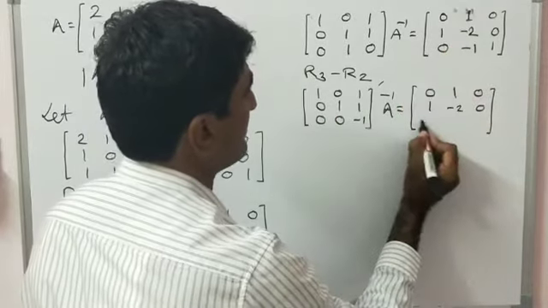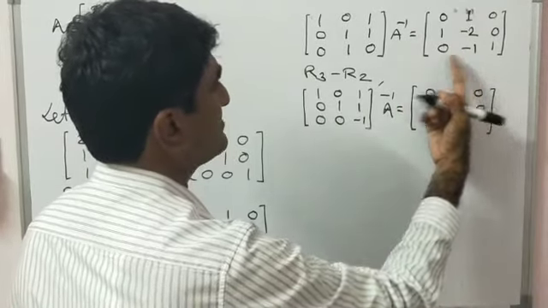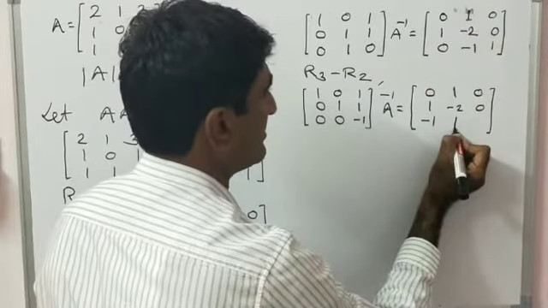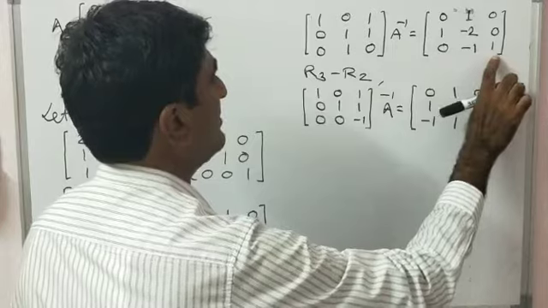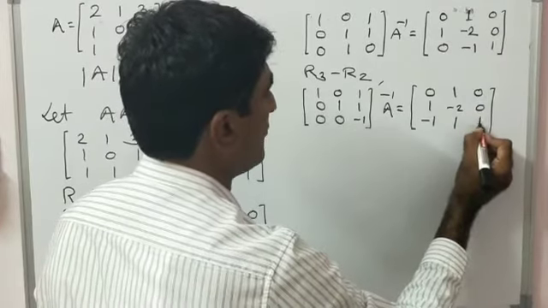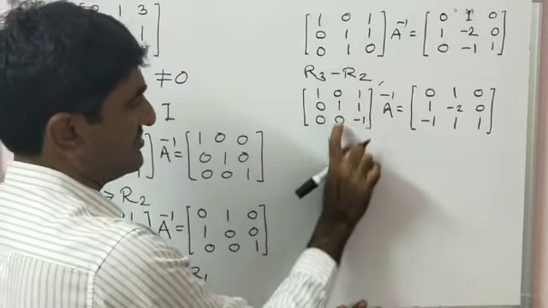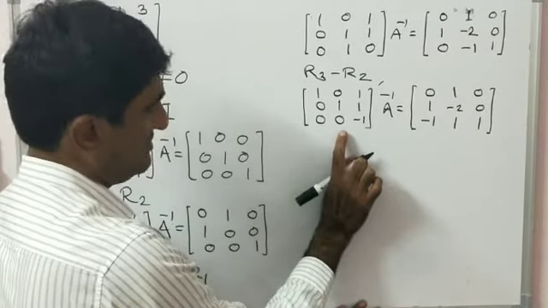Only change in R3, R3 minus R2. 0 minus 1 is minus 1. Minus 1 minus minus 2 is plus 2. That is 1. And 1 minus 0 is 1. Now only this second column remains to be completed by our sequence.